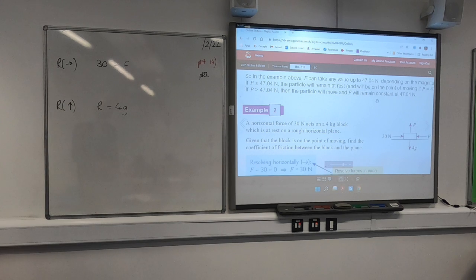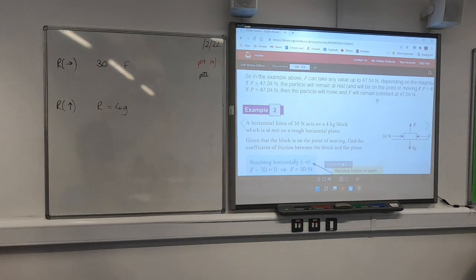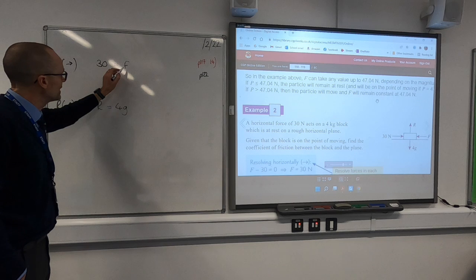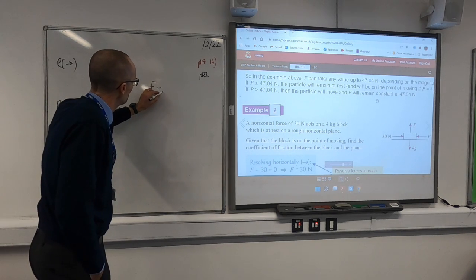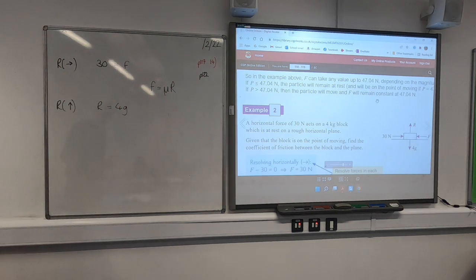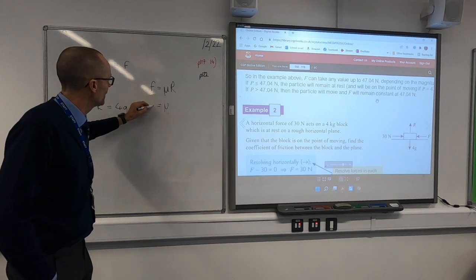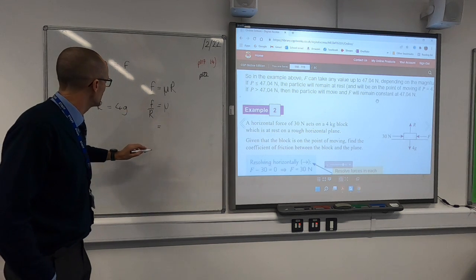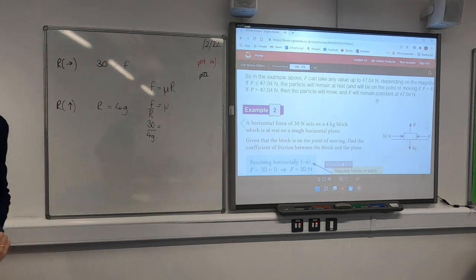So I've got a very simple equation for F. The friction force is 30 newtons because it's on the point of moving, so that's its maximum value. So F is equal to mu R at that point, and I've got what R is. So I know F and I know R, so I can rearrange that equation to work out mu. It's just going to be 30 divided by 4g. Simple as that.